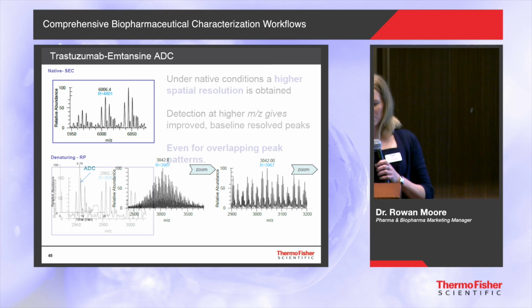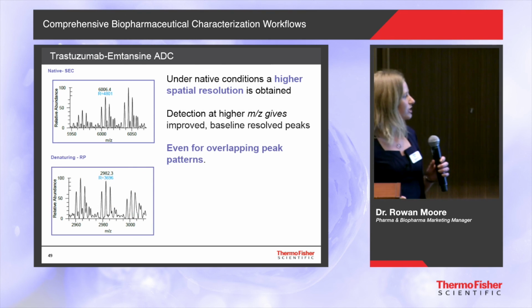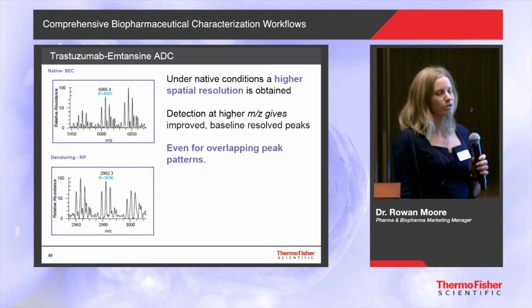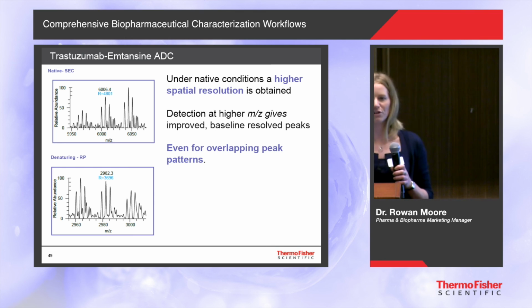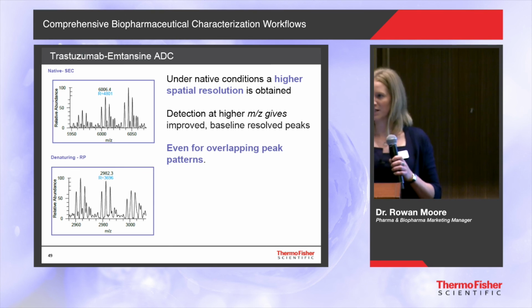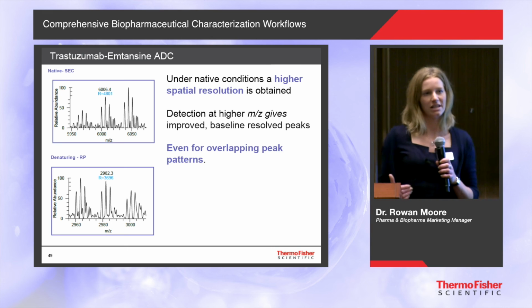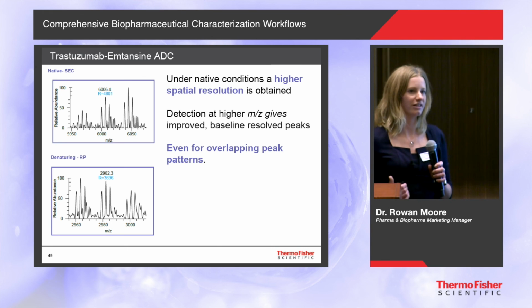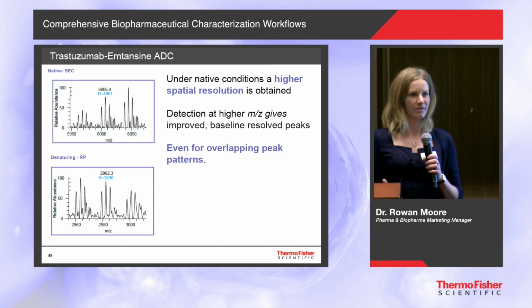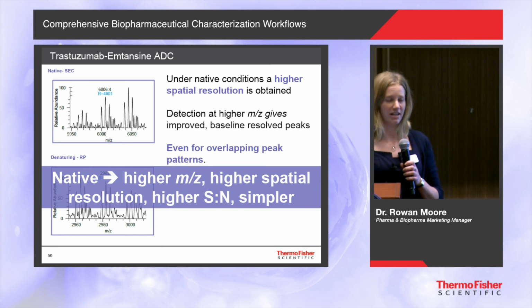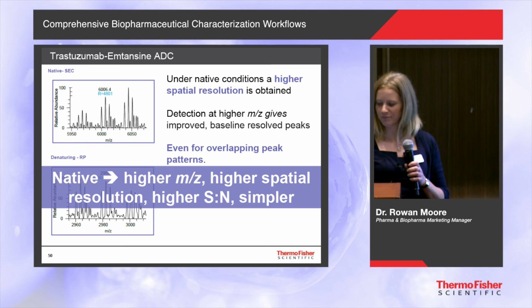Again, if we zoom in closer, we can see that the resolution is not quite as good as in the native separation. So the bottom line really is that under native conditions we can get a higher spatial resolution, and if we detect at higher mass to charge and we have baseline resolved peaks, even for overlapping peak patterns, it makes our life simpler in interpreting that data. So that's when native mass spectrometry really comes in, and we can gain increased signal to noise as well.